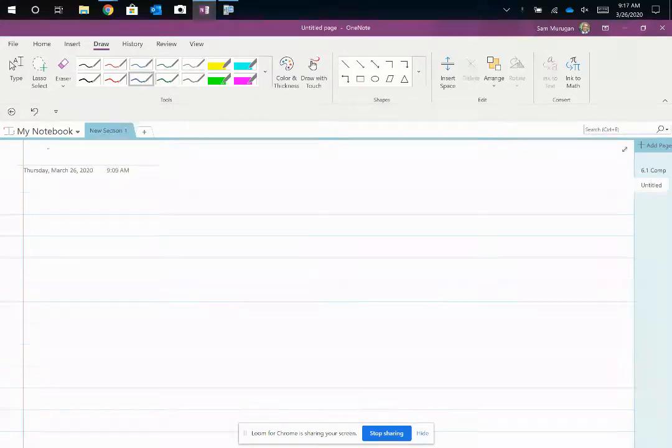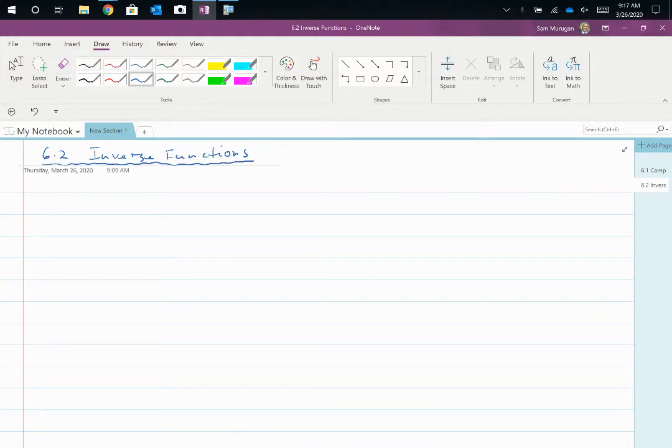Chapter 6.2 is on inverse functions. Before we can proceed with the definition of inverse function, we first have to define what is a one-to-one function.